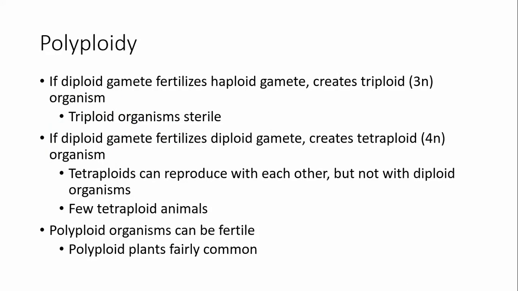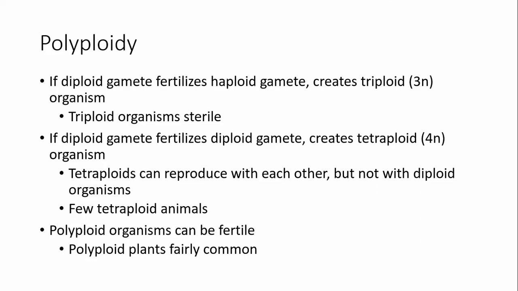Another thing that can happen is if you have some sort of event where none of your homologous chromosomes separate at all. Let's say you had a diploid gamete fertilizing a haploid gamete, that would create something called a triploid organism. Triploid organisms have 3 sets of chromosomes instead of 1 or 2, and they are sterile. They're not capable of reproducing.